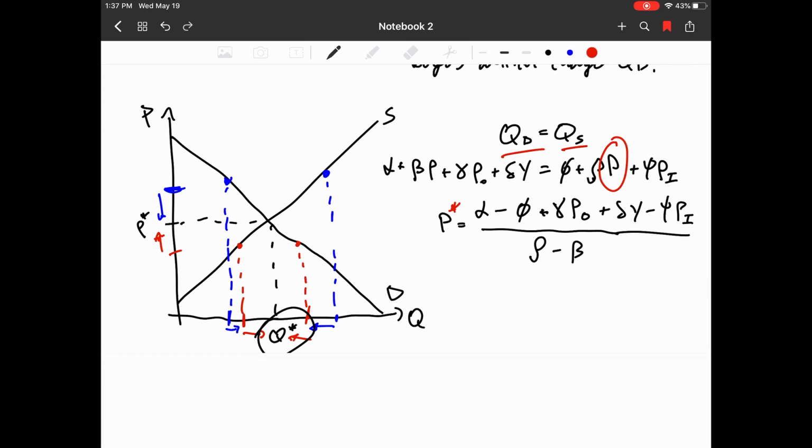This is our endogenous solution, the solution for our endogenous variable P star. The reason we can call this the solution for the endogenous variables is that we have no endogenous variables left. You can scour both sides of this and you'll see there's only one endogenous variable, and that's P, and it's isolated.